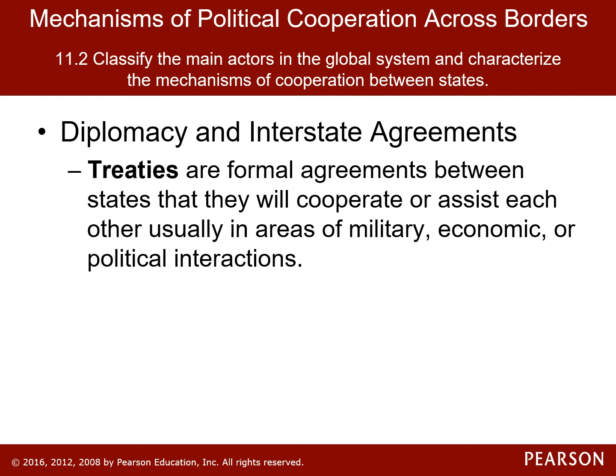Treaties, this is a formal agreement, when two or more countries officially sign and agree on something. It is binding. They do sign their names on the dotted line, usually in areas of military or economics. Oftentimes these end wars, such as there have been a lot of Treaty of Parises out there.